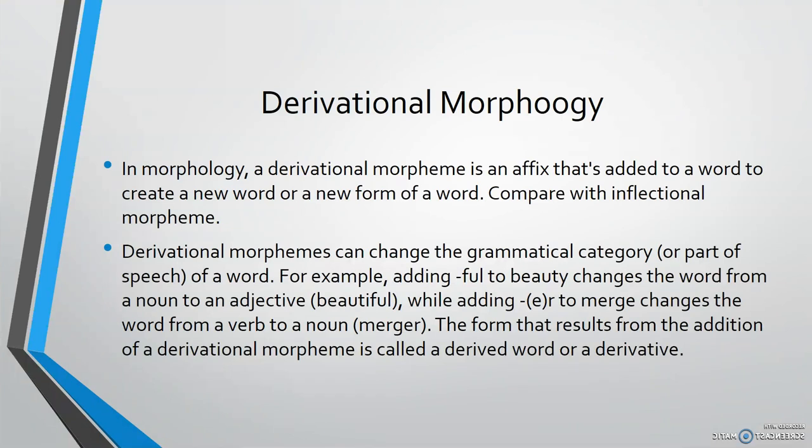Derivational morphology. In morphology, a derivational morpheme is an affix that is added to a word to create a new word or a new form of a word. Compared with inflectional morphemes, derivational morphemes can change the grammatical category or part of speech of a word. For example, adding -ful to beauty changes the word from a noun to an adjective, as in beautiful, while adding -er to merge changes the word from a verb to a noun, as in merger. The form that results from the addition of a derivational morpheme is called a derived word or a derivative.